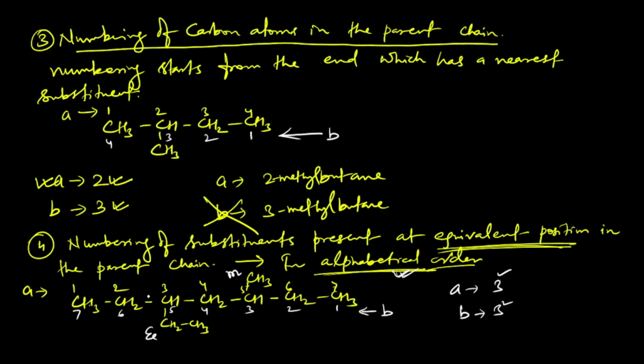So numbering will start from the A side because alphabetically E is coming first. Here in this B, M is coming first. So the numbering side, this will be your correct order. So it will be your 3-ethyl, 5-methyl heptane. This name will be 3-ethyl, 5-methyl heptane, correct? So this is the fourth rule.